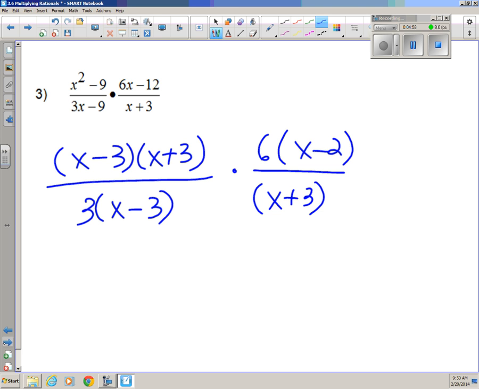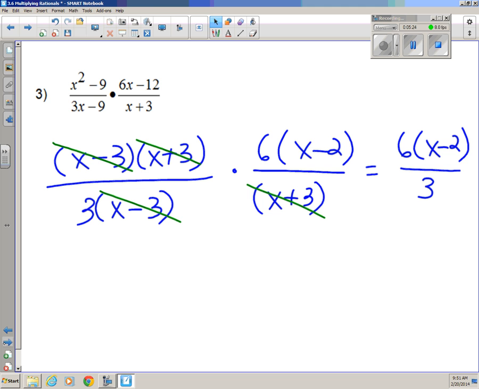Here's where I'm looking for binomial pairs. As long as I've got something on top and bottom, whether it's the same fraction or a different fraction, it doesn't matter. It's going to cancel out. So this binomial x minus 3 and this binomial x minus 3 cancel out. This binomial x plus 3 with x plus 3 cancel out. What's left in the numerator is 6 times the binomial x minus 2, and what's left in the denominator is a 3.